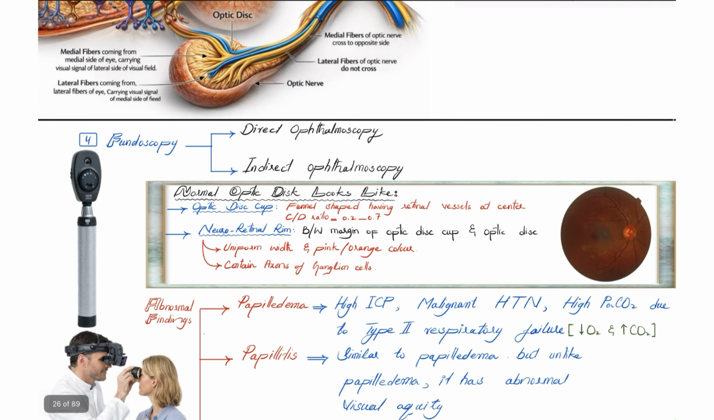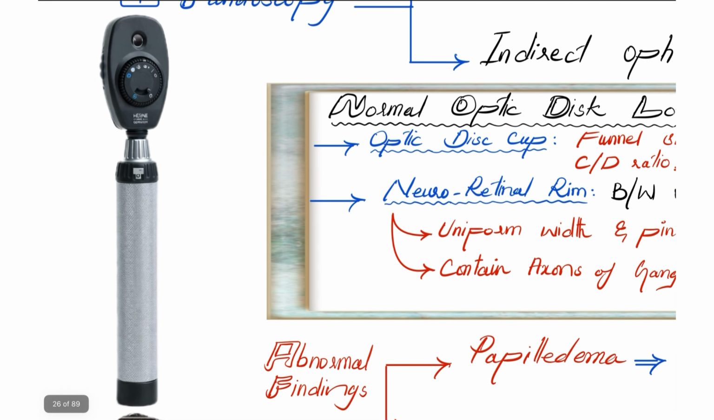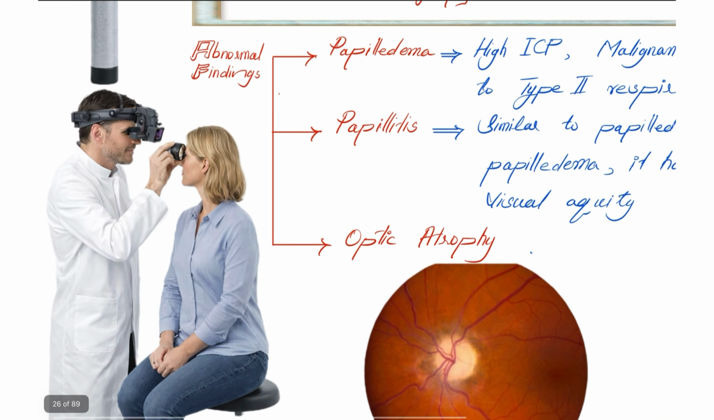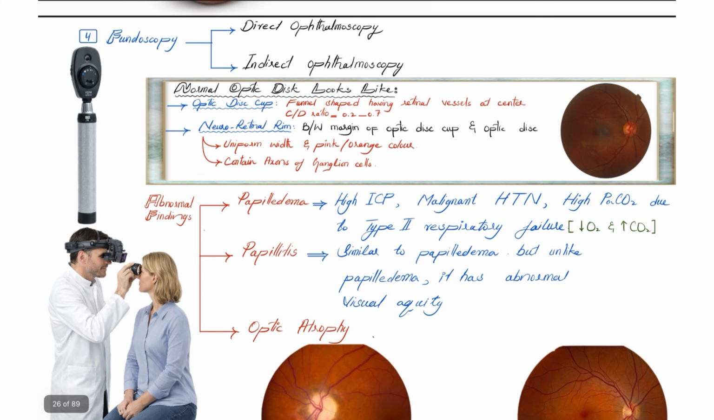The fourth thing that you have to do is fundoscopy, and fundoscopy can be done with direct ophthalmoscopy, as you see in the image, and indirect ophthalmoscopy. So during fundoscopy, you should assess and evaluate the optic disc. So first you should really know how the normal optic disc looks like.